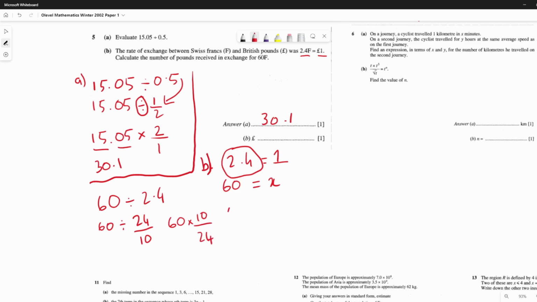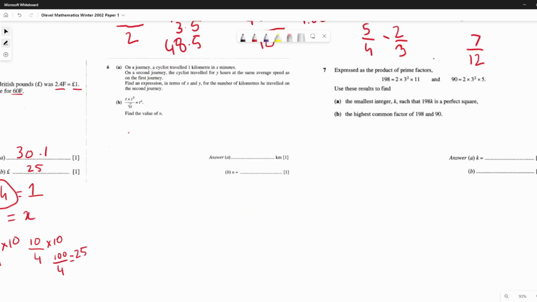Now we can also write this simply as 60 over 24 into 10. So all I've done is taken this and put it under here. We can simplify this by 6, so 6 tens are 60 and 6 fours are 24. Now it's simply 10 into 10 divided by 4, which is actually 100 divided by 4, and that's a pretty easy solution. That equals 25. So we are going to get 25 pounds for our 60 francs.